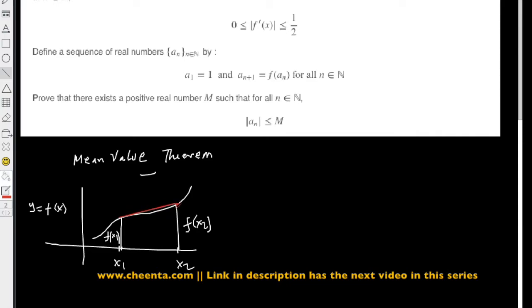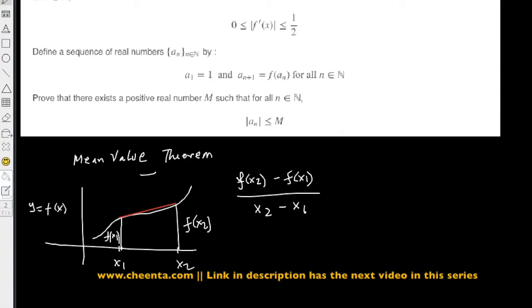So the slope of the secant line was f(x2) minus f(x1) divided by x2 minus x1, the general equation of a slope: height minus height divided by x minus x. And the main idea was that there is a c in between x1 and x2 such that this is equal to f prime of c. This is the statement of the mean value theorem if the function is nice enough, that is, it has continuous derivative, and that is actually given in our problem.